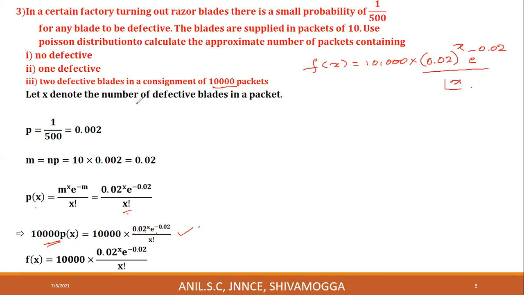And what is x here? X denotes the number of defective blades in each packet. Now let's consider this first case. No defective blade means f of 0. Here x denotes the number of defective blades, and there is no defective blade means x must be 0. Put x is equal to 0 and simplify here.